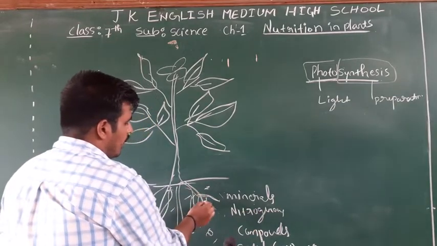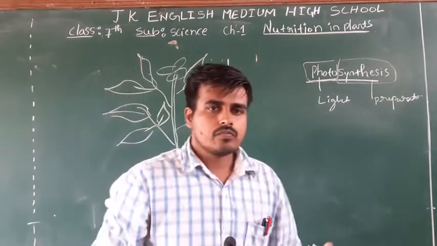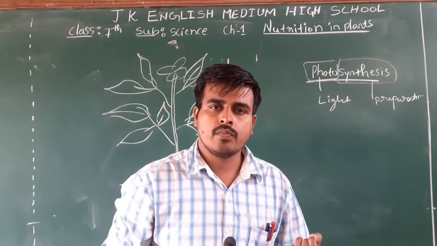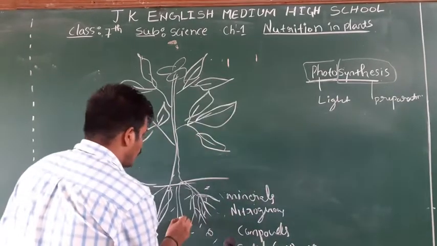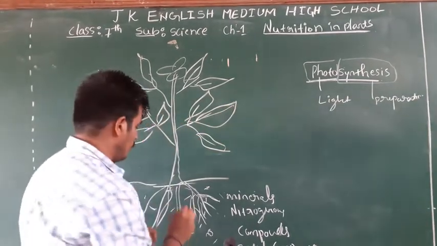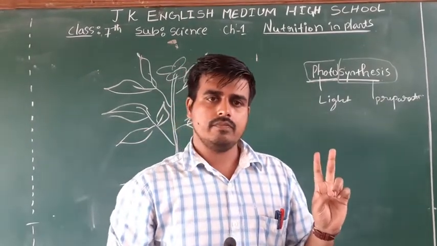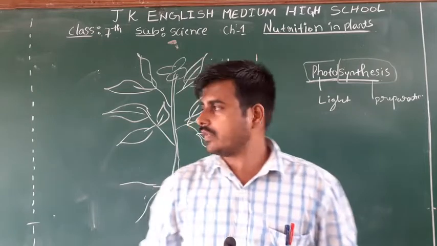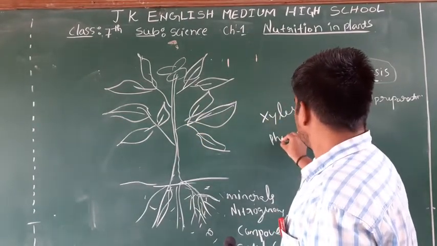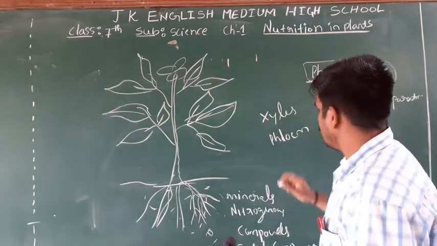How are these minerals transported to the leaf? We have tube-like structures. Those tube-like structures run from roots to every leaf, and from every leaf to each and every part. Two types of tube-like structures are found in plants. They are xylem and phloem. What are xylem and phloem?